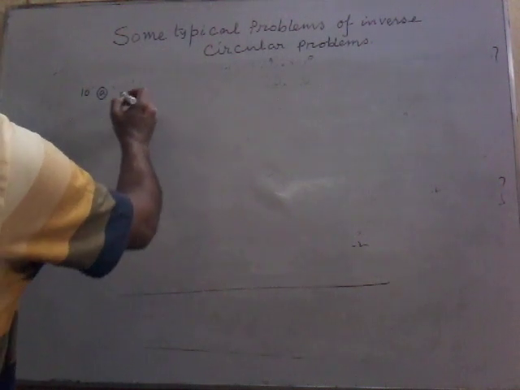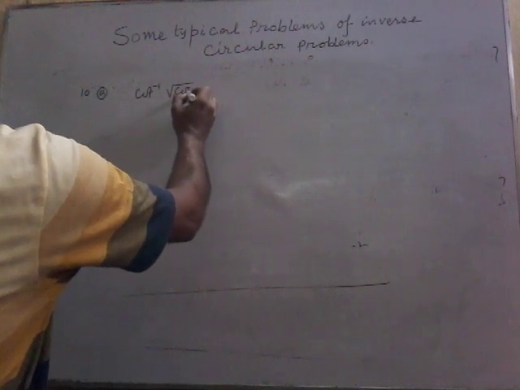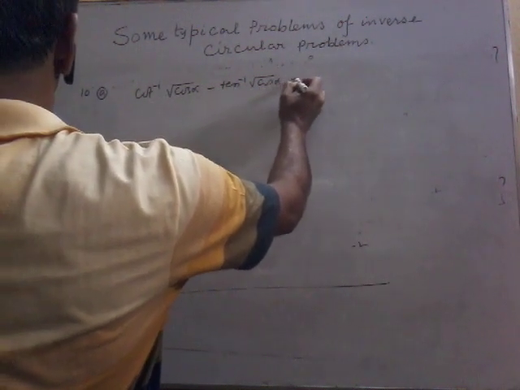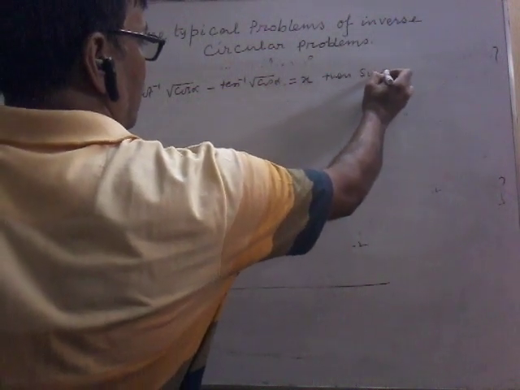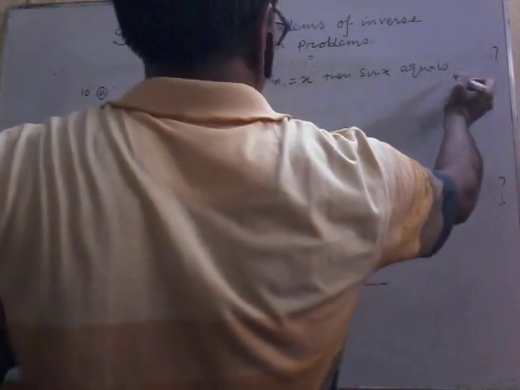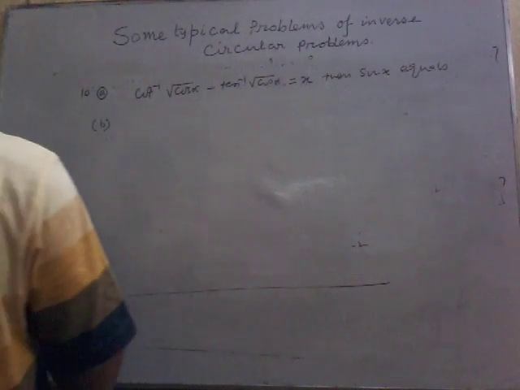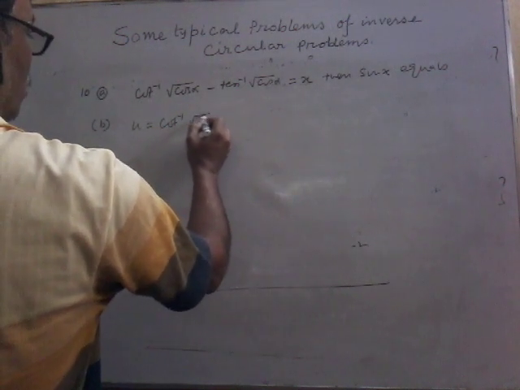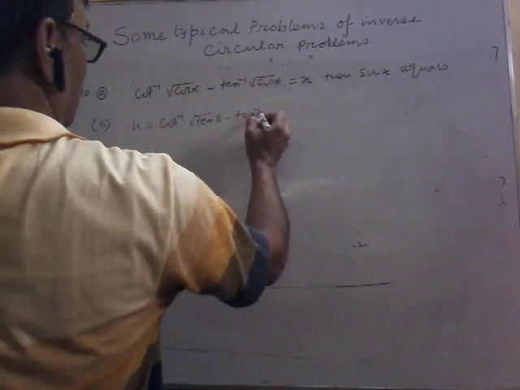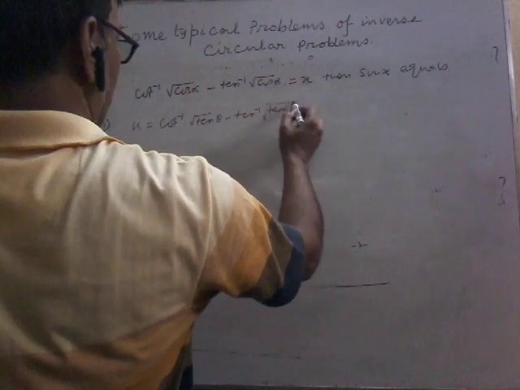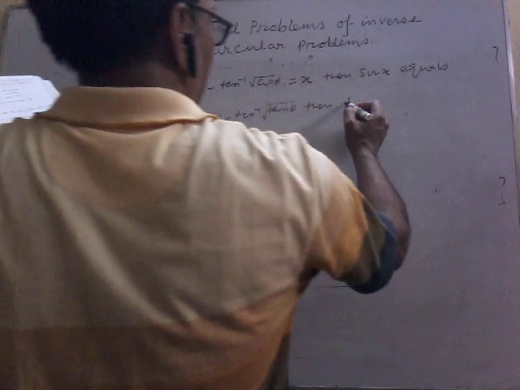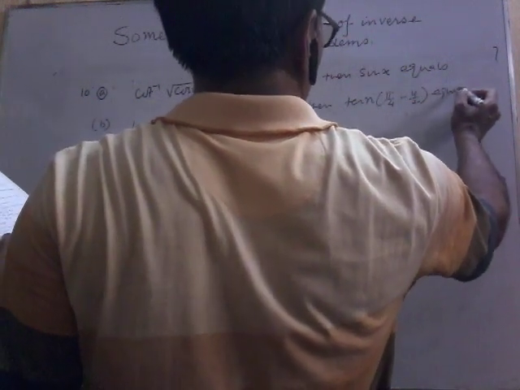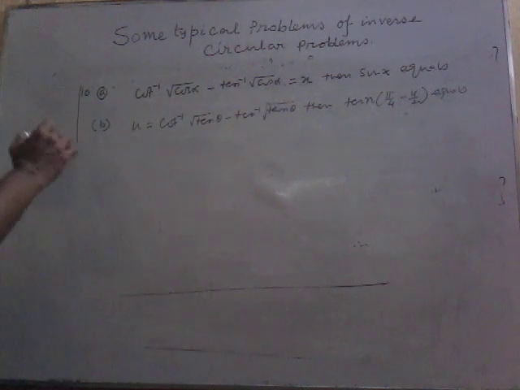So write, cot inverse root over cos alpha minus tan inverse root over cos alpha equals to x. Then sin x equals b. U equals to cot inverse root over tan theta minus tan inverse root over tan theta, then tan pi by 4 minus u by 2 equals. Exactly same problem. You need calculation.